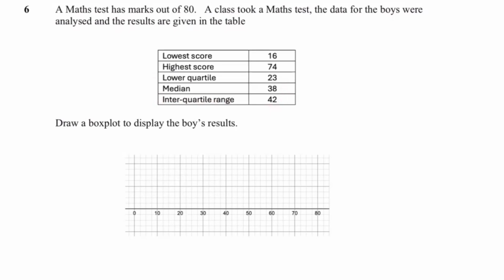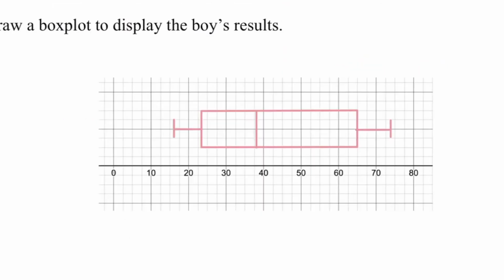What we have to do is calculate the upper quartile. So the upper quartile, take the lower quartile, gives us the interquartile range. So all we have to do is add on that 23 to get our upper quartile of 65. Now we can plot all those significant points. Okay, once plotted, it should look like this.